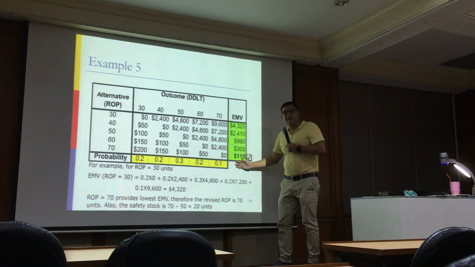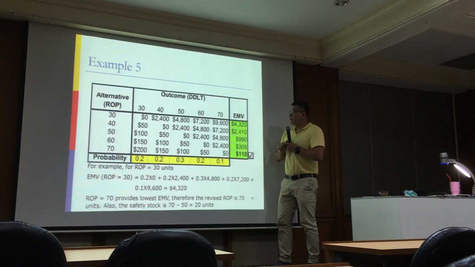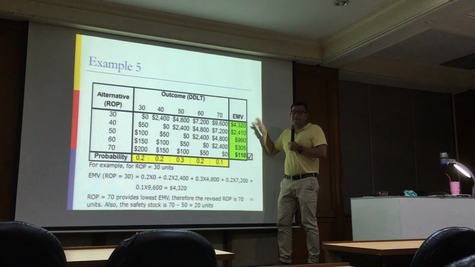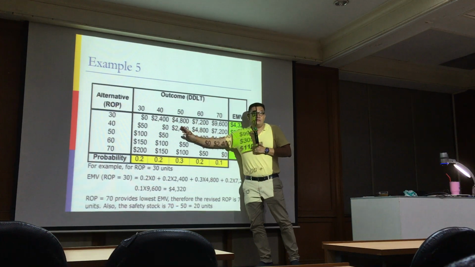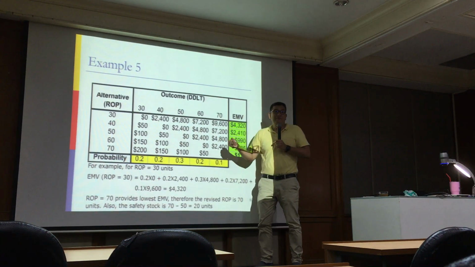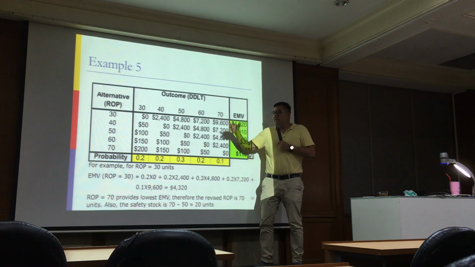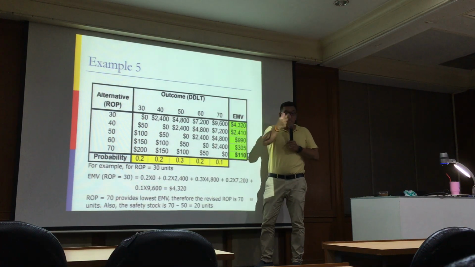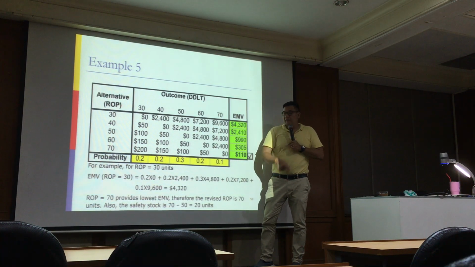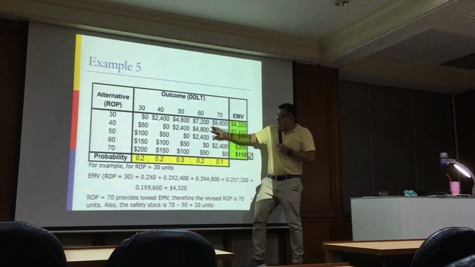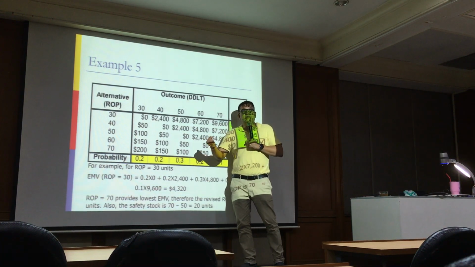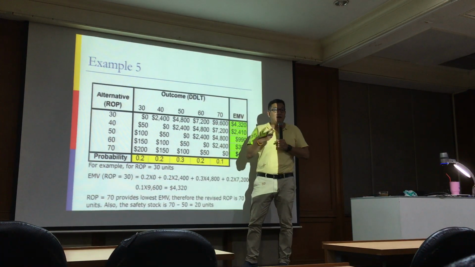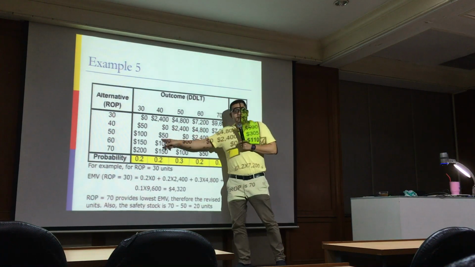Right? But in this case, we do not select the maximum EMV because this is cost. This is not the payoff. Right? In the example of decision making under risk that I showed you on the previous slide, the value in the table is about the payoff, right? It's about the benefit that you get. But in this case, it's about the cost.